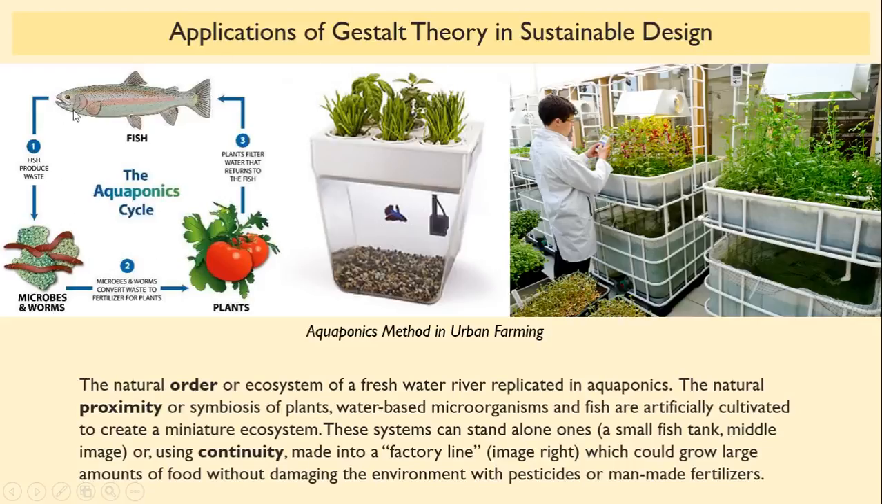So again, urban farmers, right, have used the natural order found in a riverside or a river ecosystem, and they have miniaturized it. They brought these disparate parts of an ecosystem together, and they've made tiny little aquariums like this, which you can actually put at home or in your room or in your office, right? Or you can actually replicate it in a factory line setting like this and actually use it to produce food for a lot of people.